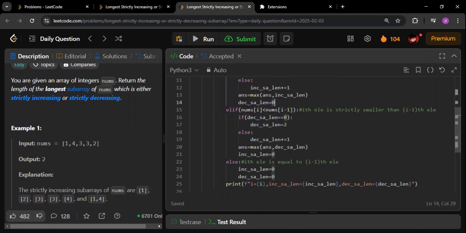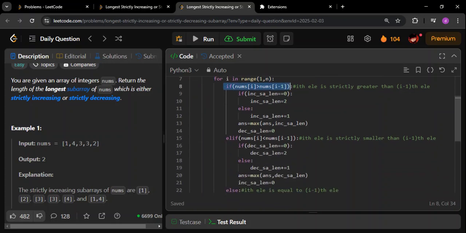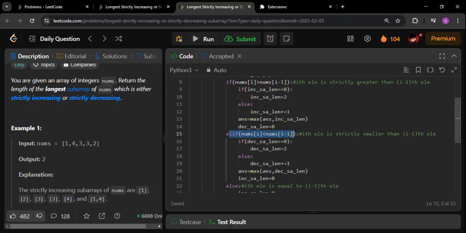Let us go to the second case. This was case number 1, where the ith element is strictly greater than the (i-1)th element. Now case number 2 is when the ith element is strictly smaller than the (i-1)th element. Let us see the case here: 3 and 2. When you come to 2, you will get to know that the previous element was bigger, so the current element is smaller.